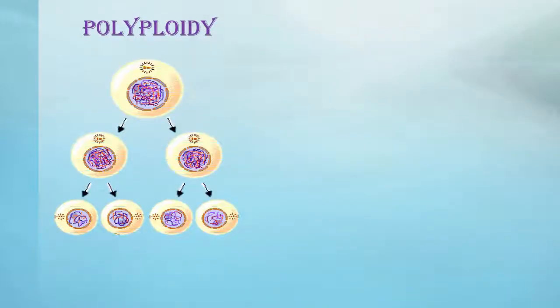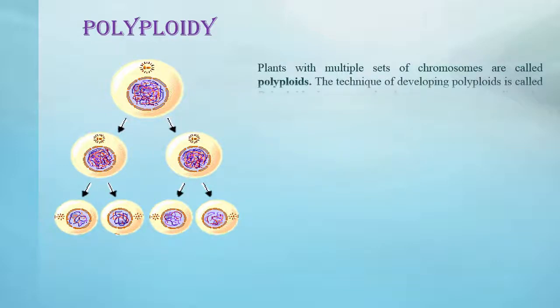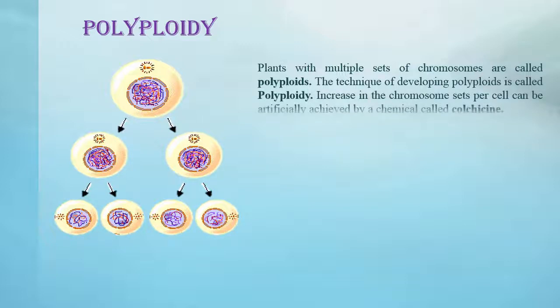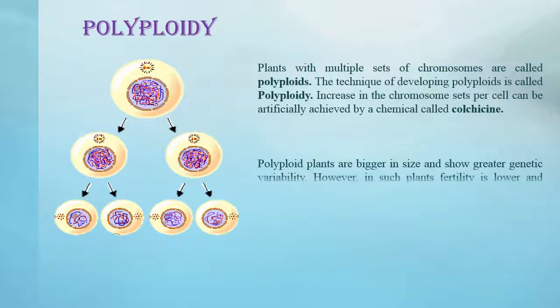Polyploidy. Plants with multiple sets of chromosomes are called polyploids. The technique of developing polyploids is called polyploidy. Increase in the chromosome sets per cell can be artificially achieved by a chemical called colchicine. Polyploid plants are bigger in size and show greater genetic variability. However, in such plants, fertility is lower and growth is very slow.